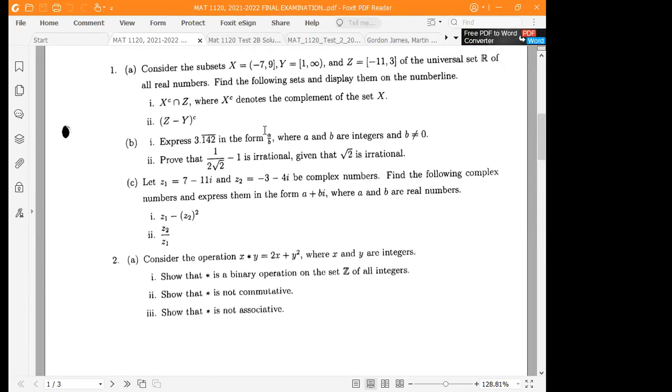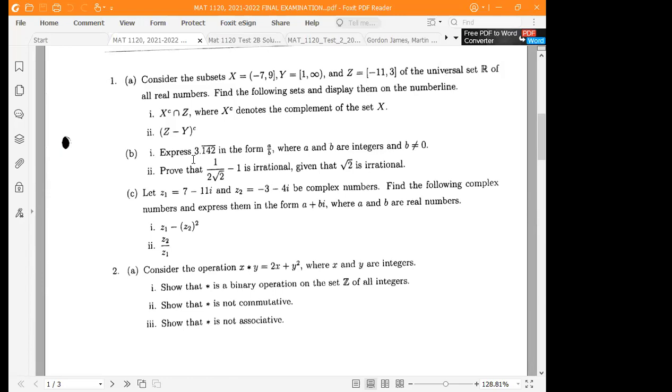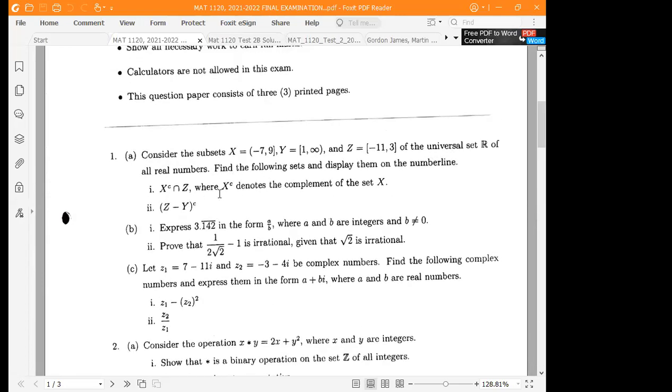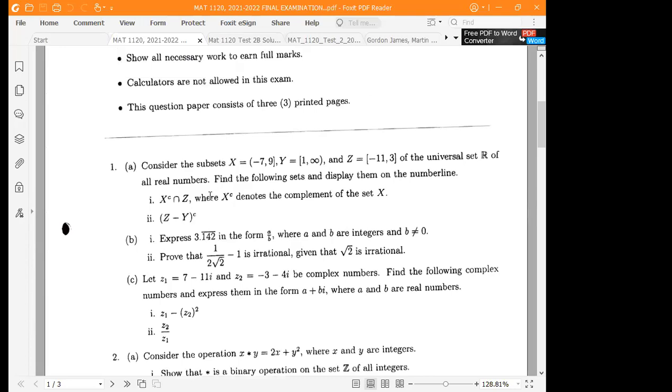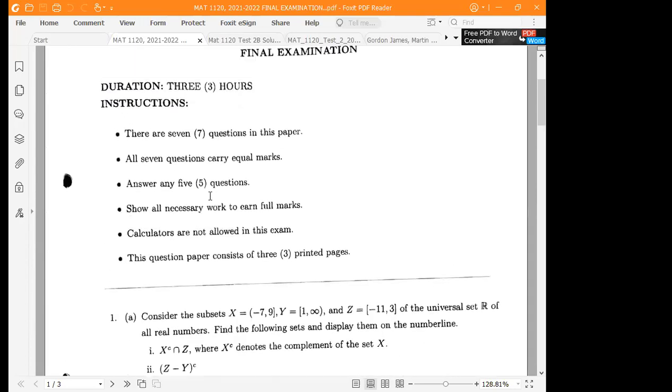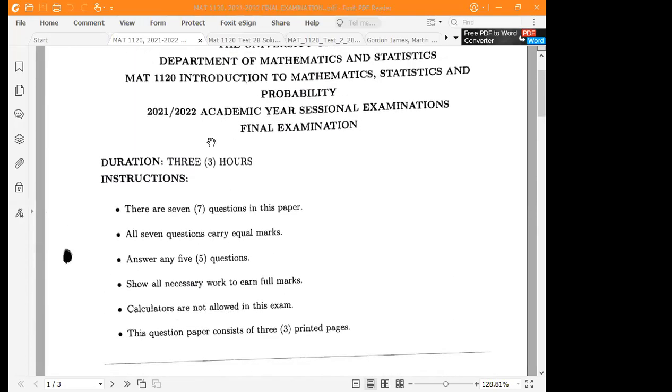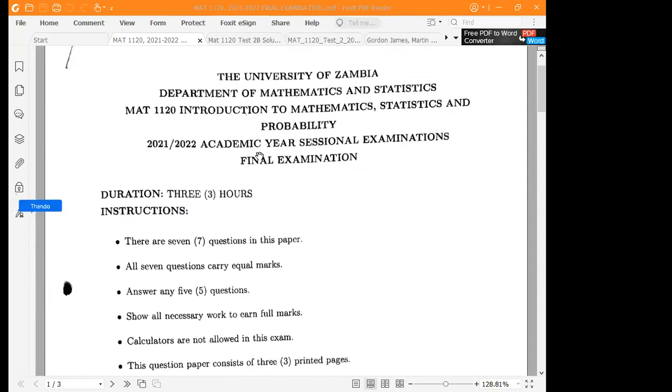I think the paper for 1120 from last year is done. That means that if you guys have understood this paper, then you are 70% ready for the exam.